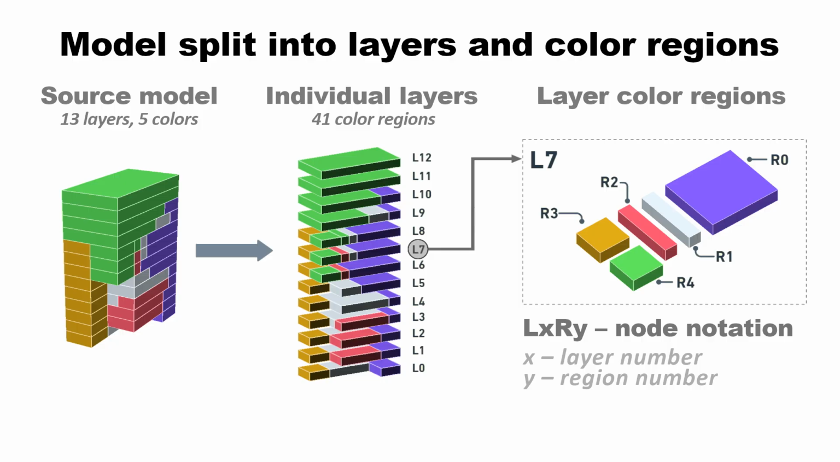These nodes can be denoted as LXRY, where L signifies the layer number, X, and R represents the region number, Y. For example, layer 7, region 0, purple color, would be denoted as L7R0, and region 1, white color, would be denoted as node L7R1.